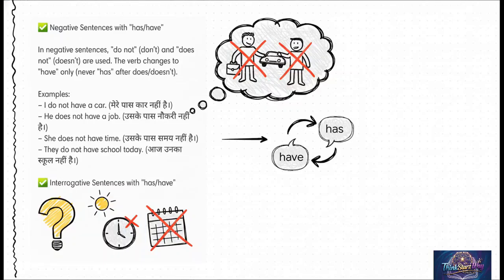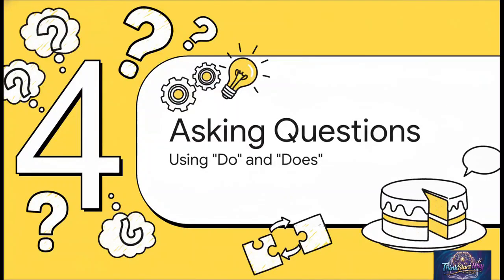You start with a positive sentence. He has a job. Now, how do we make that negative? We bring in our helper, does not, and watch what happens. He does not have a job. See? That has just flipped right back to have. It's the exact same for she has time. The negative is, you guessed it, she does not have time. The pattern is always the same. It's foolproof.